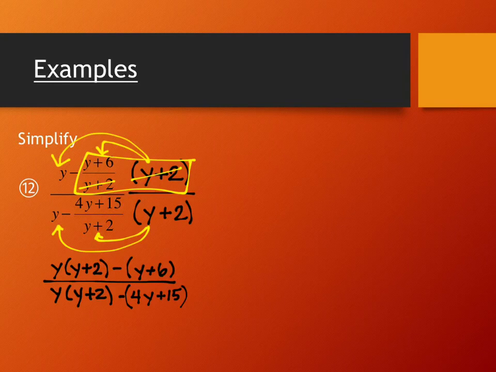And already the problem feels so much better, right? It does. There's so much less going on. Let's do the multiplication. What's y times y plus 2? Y squared plus 2y minus y minus 6. Denominator, also y squared plus 2y, and then minus 4y minus 15.